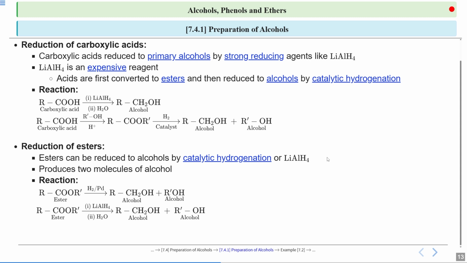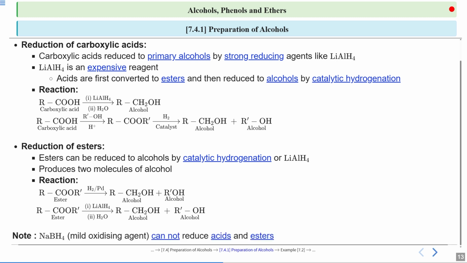Now, in the presence of LiAlH4, if you do this reaction, the similar products you will get. The ester will react with lithium aluminium hydride, and then you have to react it with the water molecule, and you will get finally two molecules of alcohols, RCH2OH plus R prime OH.